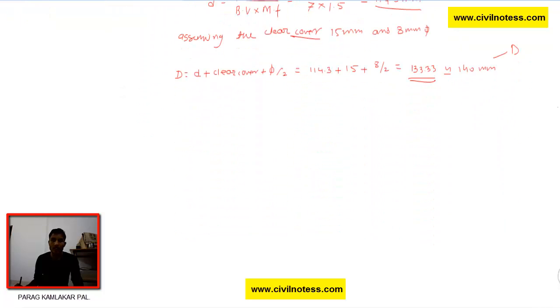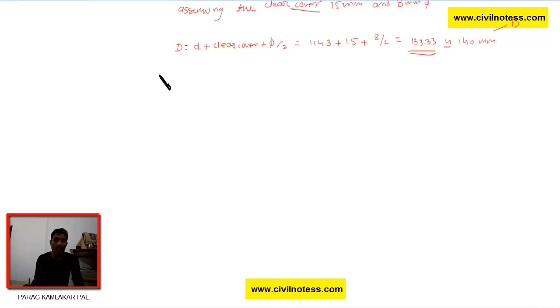Now we got the D. After getting this D, now I determine the effective depth. The effective depth is very simple to determine. Whatever depth you got, that means capital D minus the clear cover minus the diameter divided by 2. So we take minus the clear cover minus 8 by 2, and we got the value 121. This is the first step in the design of the slab always.